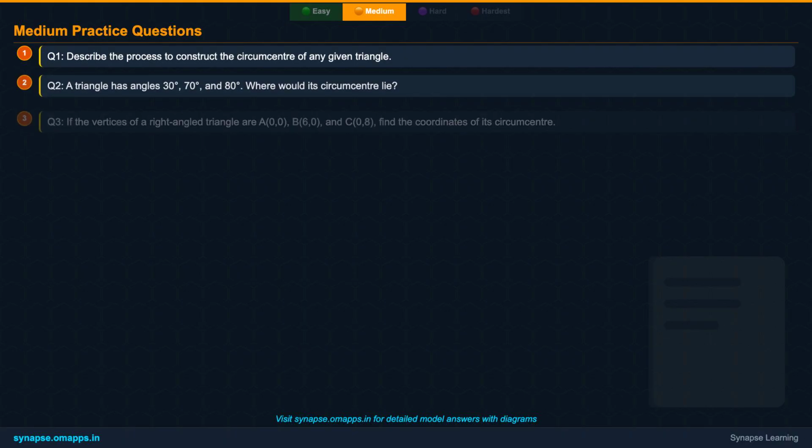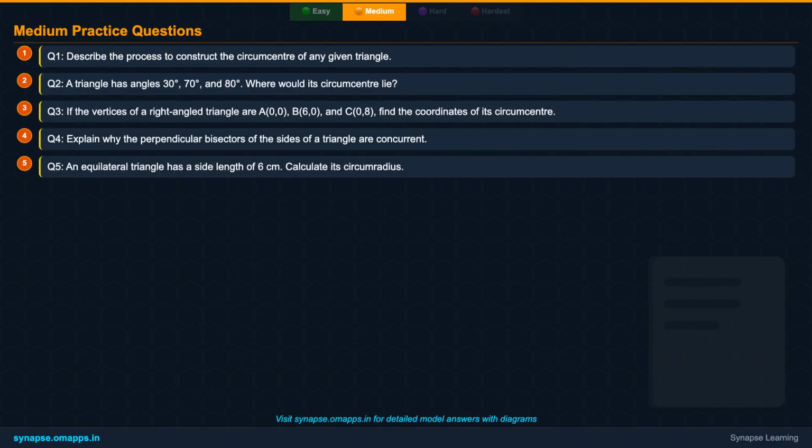Time for some medium-level challenges. Take a moment to solve these 5 problems. Q1. Describe the process to construct the circumcenter of any given triangle. Q2. A triangle has angles 30 degrees, 70 degrees, and 80 degrees.